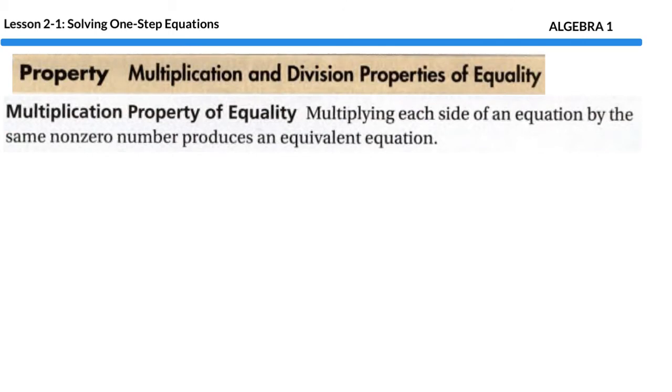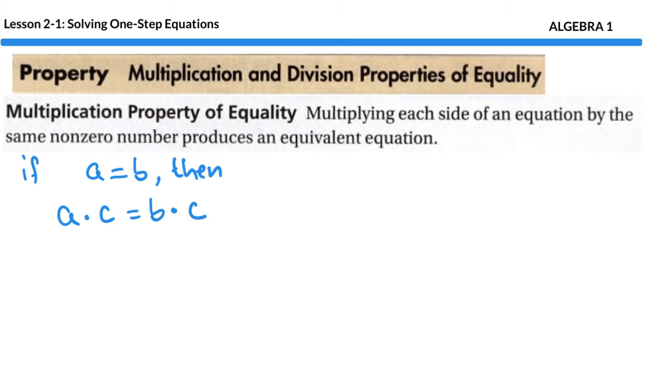So what is the multiplication property of equality? Multiplying each side of an equation by the same non-zero number produces an equivalent equation. For example, if A is equal to B, then if you multiply this equation with the same number, that number should not be 0, on both sides of the equation, it will still be an equivalent equation. So then A times C will be same as B times C.